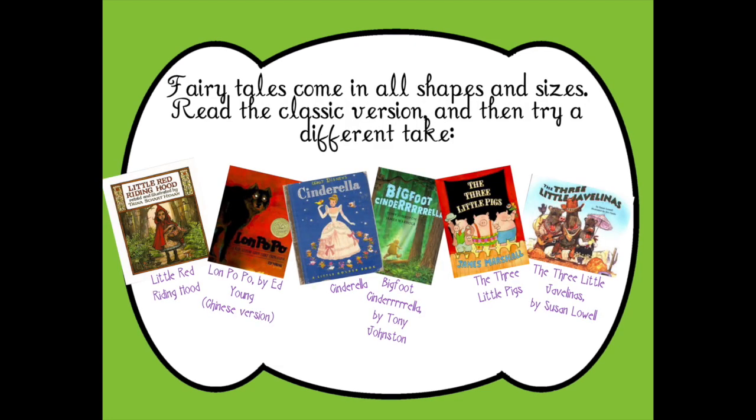So there are all sorts of fairy tales, and you can see here there are some examples. There's Little Red Riding Hood, the classic fairy tale, and then Lon Popo is a Chinese version of that fairy tale. We've got Cinderella, which is the classic fairy tale, and then you could write a story like Tony Johnston did called Bigfoot Cinderella. So he took the classic, just like you guys are going to take a classic fairy tale, and then he changed it. So it had some things the same, but a lot of things different. There's the story The 3 Little Pigs, and then Susan Lowell took The 3 Little Pigs and changed it to The 3 Little Javelinas. So you will be doing the same thing when you write your fractured fairy tale this week.